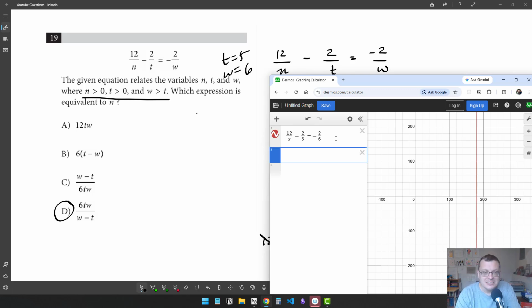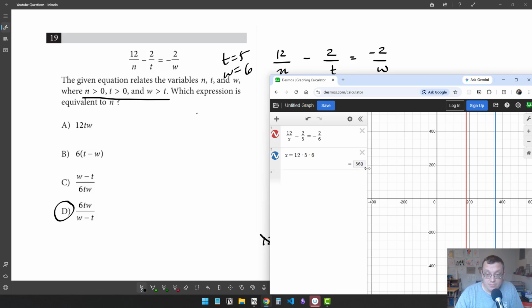So 12tw, so 12 times 5, whoops, times w is 6. So I get 360, which is not really going to work. And actually, these are all equal to n, right? So technically, this is x equals this. So that line doesn't match. How about x equals 6 times t minus w? So 5 minus 6, that's not going to work.